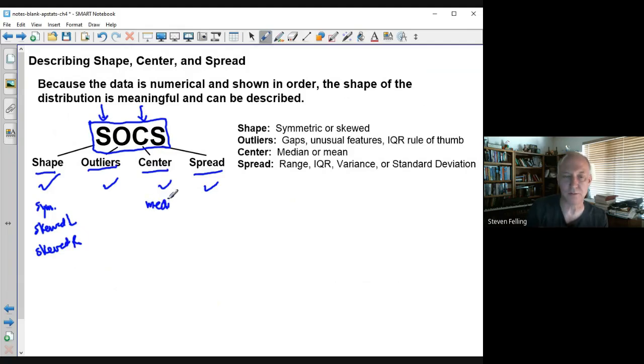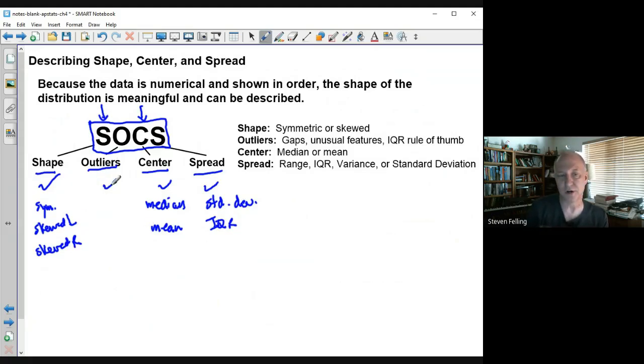We could use median, or we can use the mean. And then we've got spread, and our main choices are standard deviation, I'll abbreviate it standard deviation like that, or we might talk about the interquartile range. So we're building up all these things in our toolkit that we can use to describe a distribution.